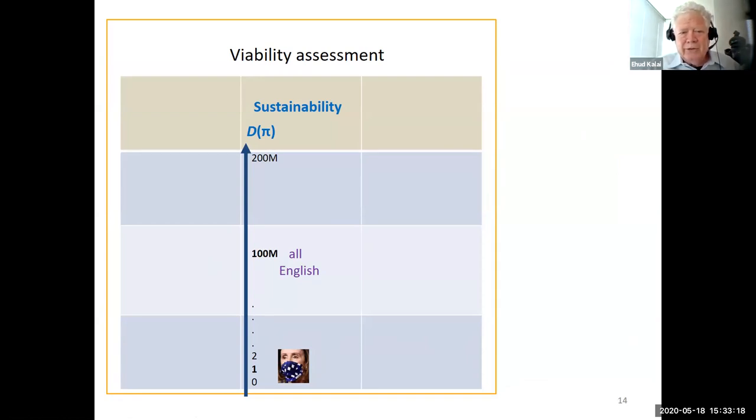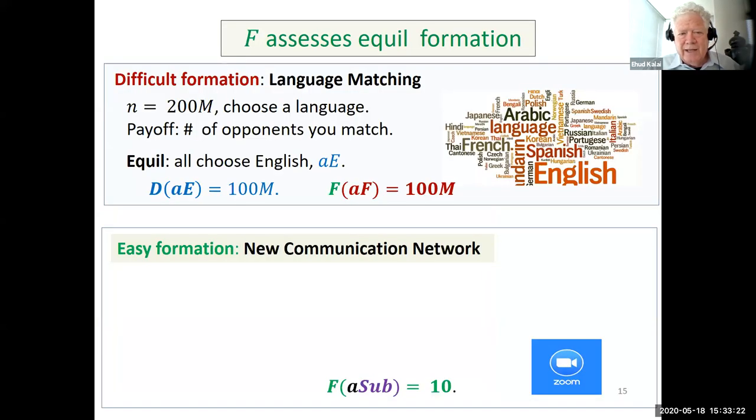Let me now introduce the index F, and show you why this may help me to assess difficulty of formation. So let me go back to the language formation game to show difficult formation, but let me talk about still in the US, everybody choosing French. It's the same as everybody choosing English in terms of the game and the payoffs, and the defection index is still 100 million. If the game was played, it'll be very sustainable.